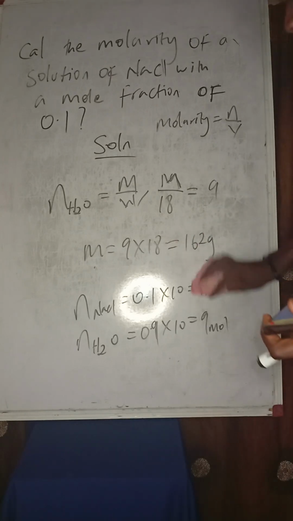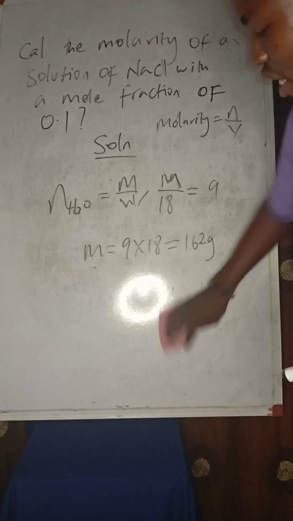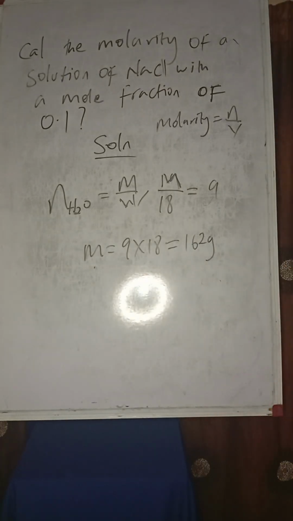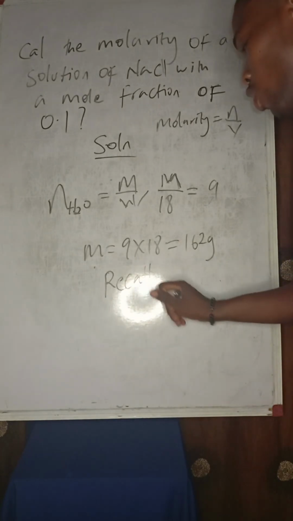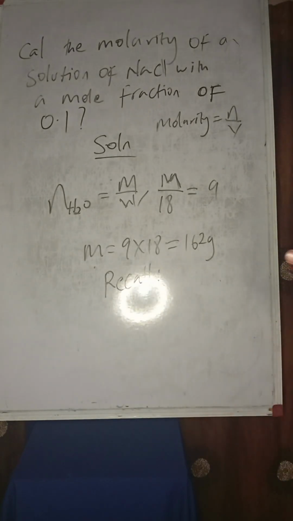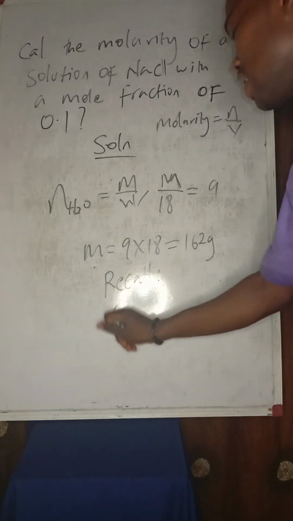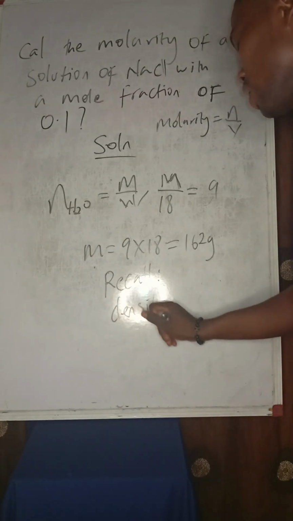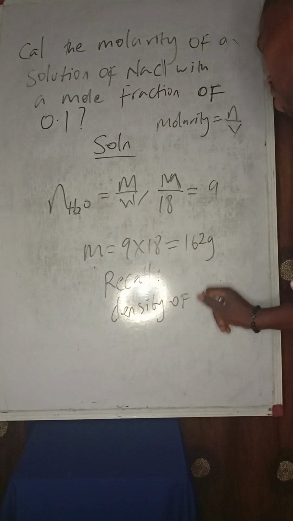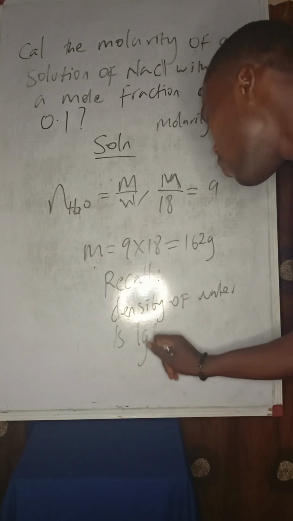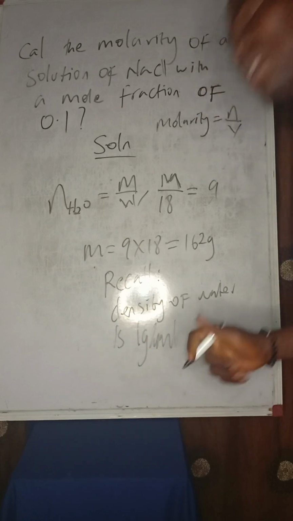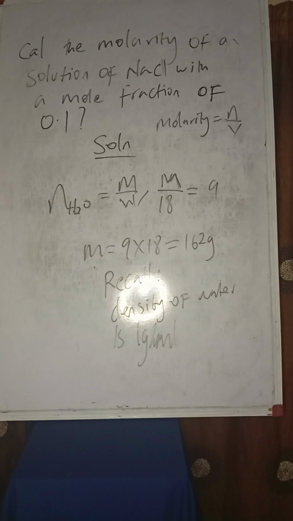So if it's 162 grams in 10 moles, I can now get molarity. Now, recall that the density of water is 1 gram per milliliter. Now, what does that statement mean?